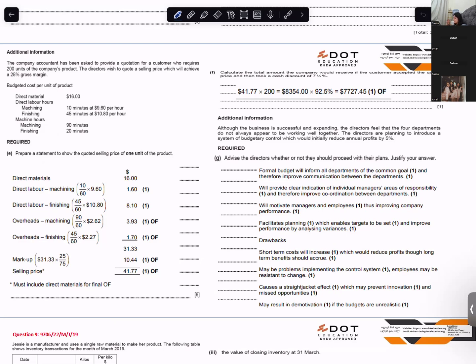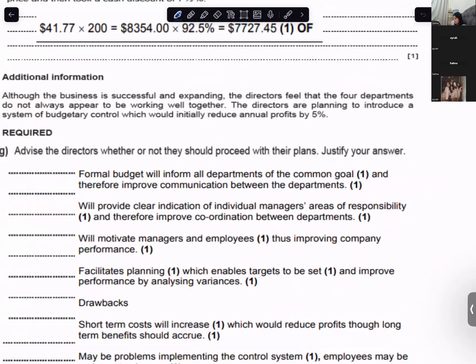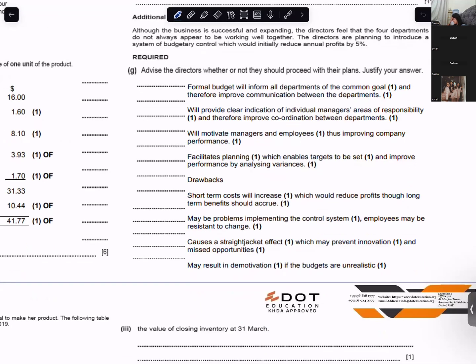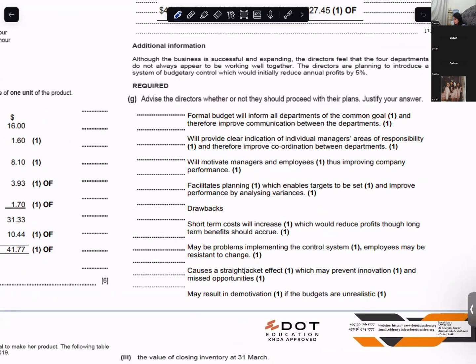Now, sometimes your directors plan to introduce a system of budgetary control. Budgetary control means they are controlling the processes and everything. This system of budgetary control is going to reduce your profits. They're asking you to advise the directors whether they should introduce the system of budgetary control. That means, should they go ahead with their plans or not? So budgetary control is going to reduce the profits, right? So should we introduce a system of budgetary control or not?